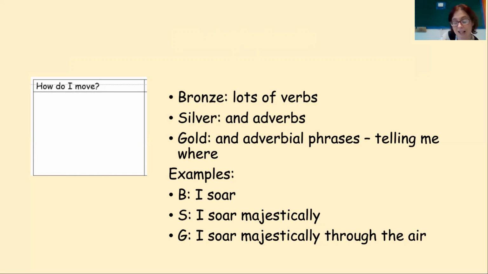So for example, bronze example, I saw, very simple. And soar is as in, so a soaring bird is when their wings are out, but they're not flapping. So kind of soaring through the air. They're up high and they're moving through the air. It's not I saw a ship or something like that. It's not about seeing, it's about the way they move. They soar. You can tell by the spelling. Silver, we're adding an adverb, an ly adverb. So this is an adverb of manner, we call this. I soar majestically. I'm a bird, I'm wonderful. I soar majestically. Gold, you're going to tell me where you're soaring. I soar majestically through the air.